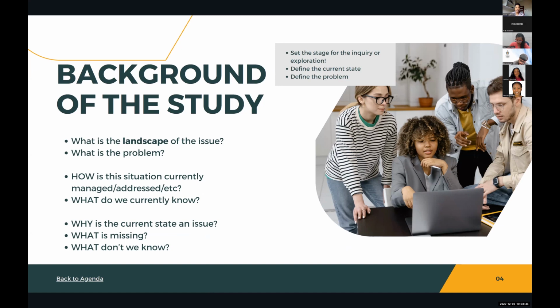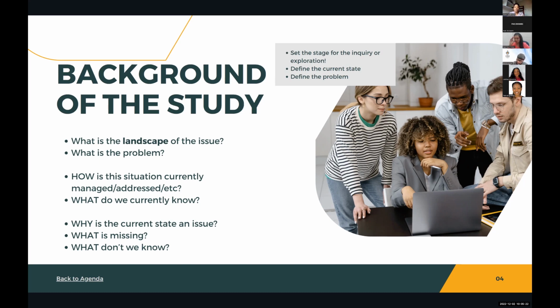So in setting the stage for your inquiry or exploration, the first thing you want to do is identify what is the landscape of the issue. So what is the incidence? What is the number of people impacted? Who does it affect? Is it working professionals? Is it teachers? Are they linguists? Are they people in France? People in Latin America? Who falls within that scope, right?